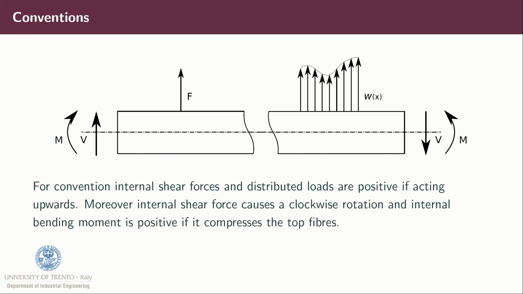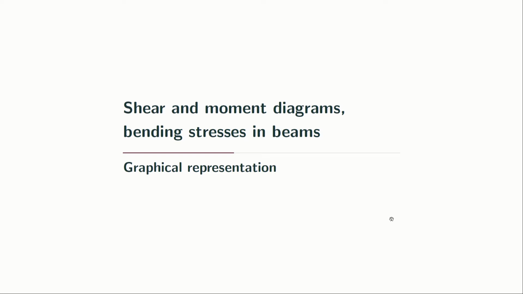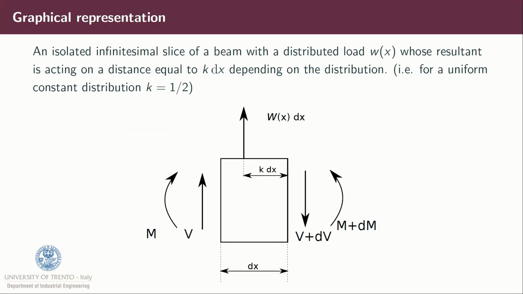So for convention, internal shear forces and distributed load are positive if acting upward. Moreover, internal shear forces are positive if they cause a clockwise rotation, so you see that V causes a clockwise rotation, and internal bending moment is positive if it compresses the top fibers. So you see that these tend to compress this top fiber. Let's see the graphic representation.